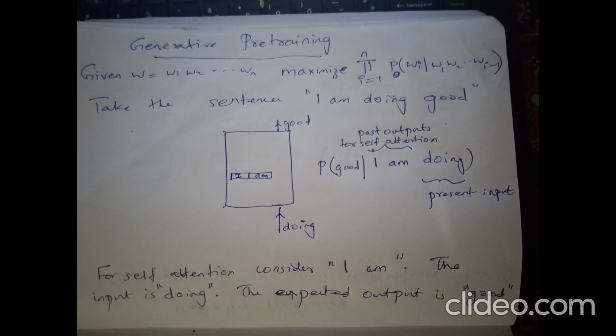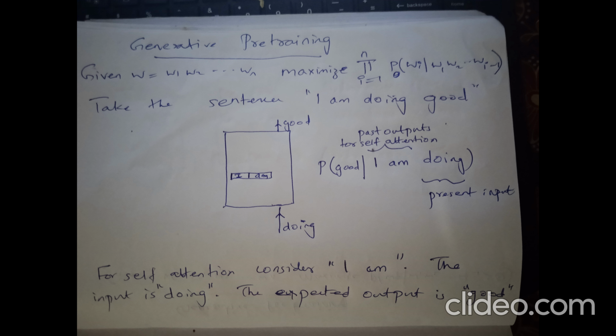For example, take this particular expression, P of good given I am doing. What is the probability of observing the word good given the previous words I am doing? This gets mapped to a decoder in the format shown in this figure. Doing is the present input. In your self-attention stack, you have the two words I and am as the input up to this point, and you're expecting the output good. Once we run this decoder block, you might get some other output, like maybe better or bad, and you know what you are expecting.